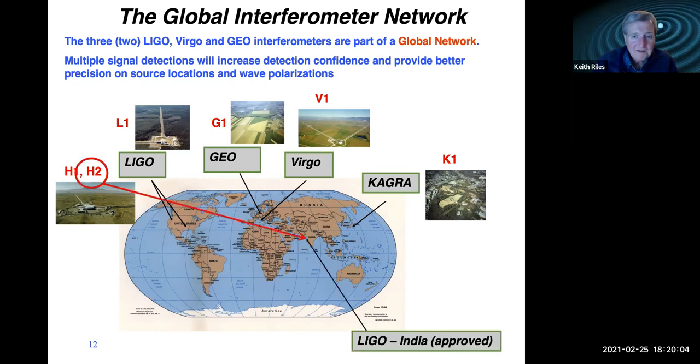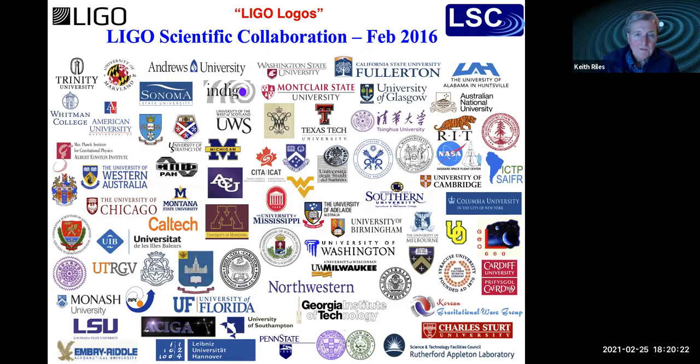There's now a LIGO India project that's beyond approved. It's really moving ahead. And we're hoping over the next several years that it will come online and give us yet another interferometer at another location on the globe, which will improve our sky localization even more. I'll talk more in a few minutes about why it's so helpful to get better sky localization.